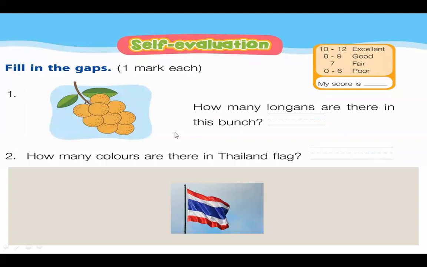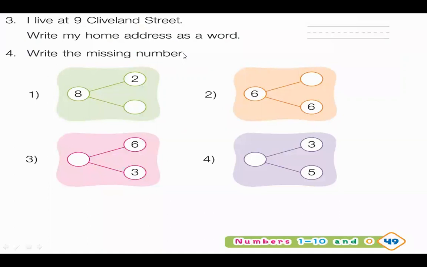Now let's move on to the next page. Here is another question. Number 3. I live at 9 Cleveland Street. Write my home address as a word. The number is 9, that is the home address. So you have to write 9 in words.